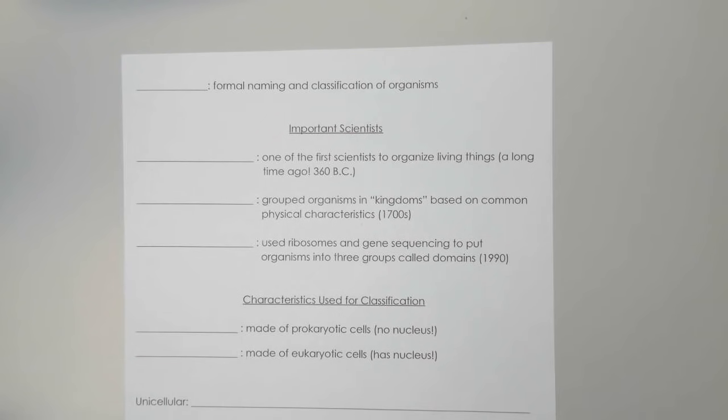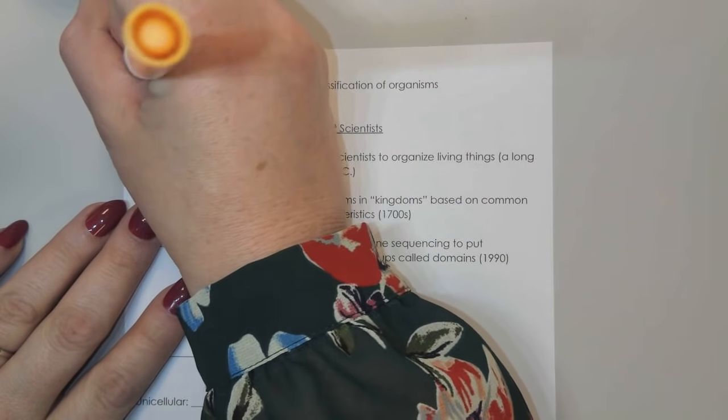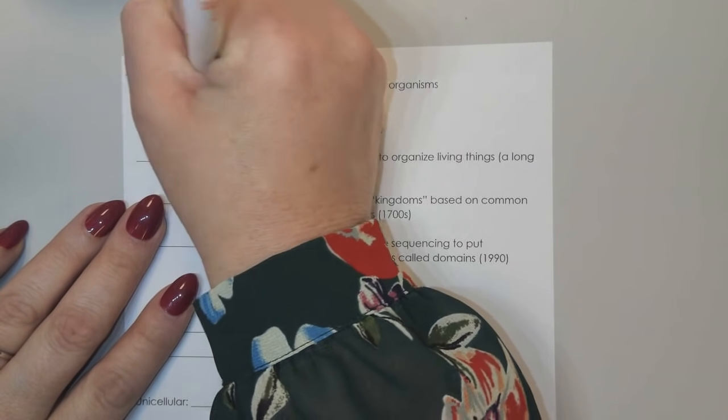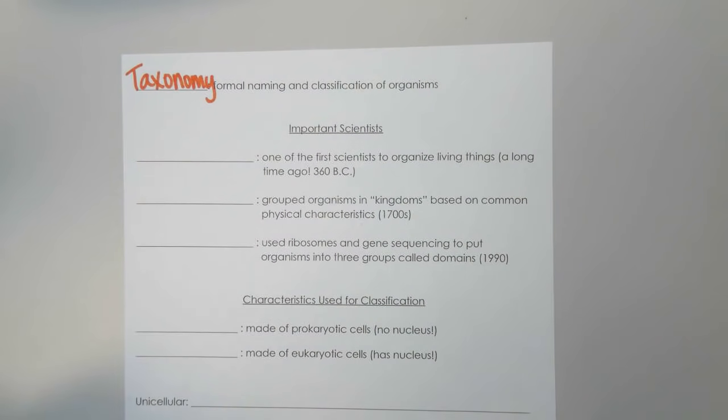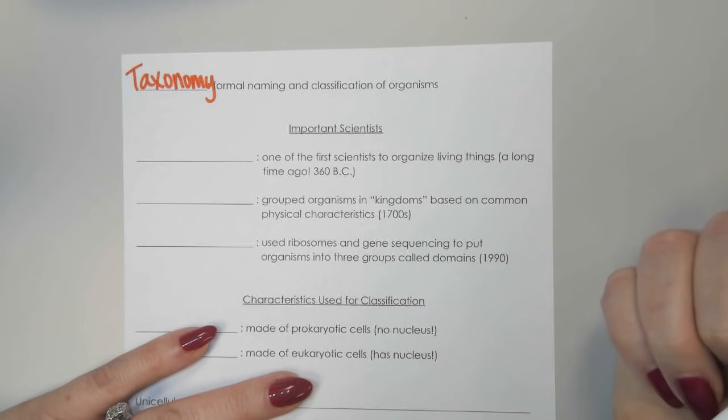So because there are so many different organisms, scientists needed to come up with a way to organize the living things. And the process of organizing or classifying organisms is called taxonomy. And that's the first blank on our notes here. Taxonomy. Taxonomy. That's the formal classification system, but that's also how we name organisms.